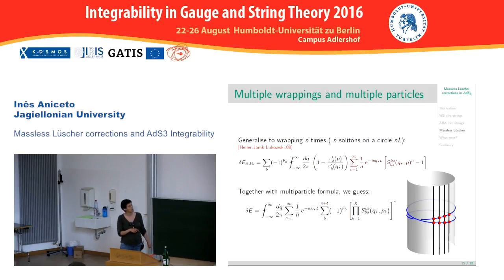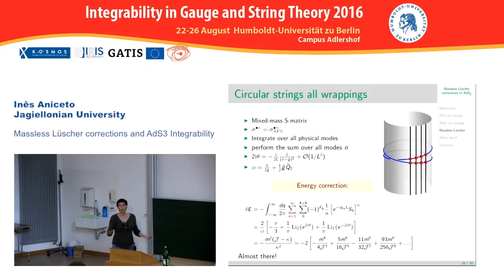So we have a sum over all possible windings of a virtual particle winding around the circle. What goes into the calculation? Exactly the same things. The same S matrix. We integrate over the physical modes. We sum over all winding modes of the virtual particle. And we get a much more complicated energy correction.